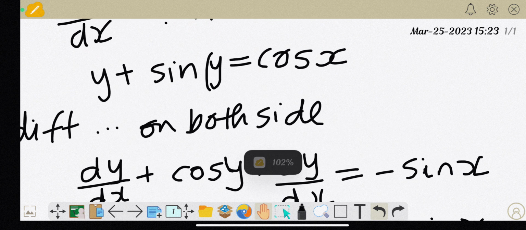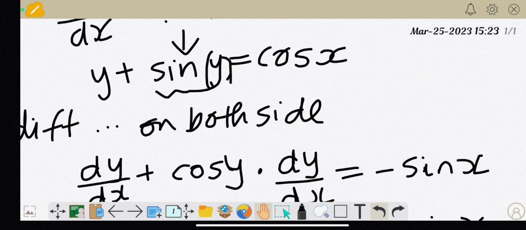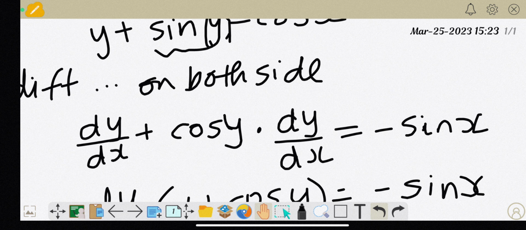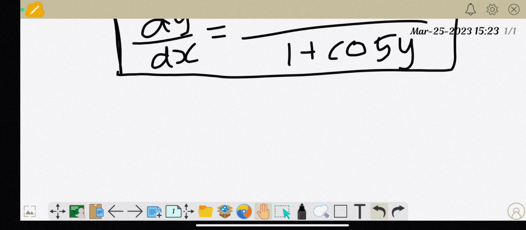Okay, so did you understand the procedure you have to follow? First, differentiate on both sides. While differentiating any function of y, differentiate as you would for x with respect to x. But whatever term is inside y, you have to differentiate once again, applying the chain rule. At the end you have to write dy by dx. Yeah, so this is the procedure you have to follow.